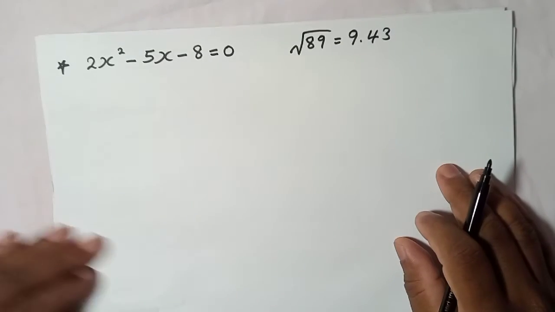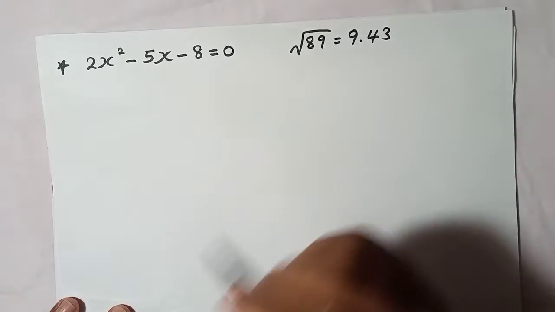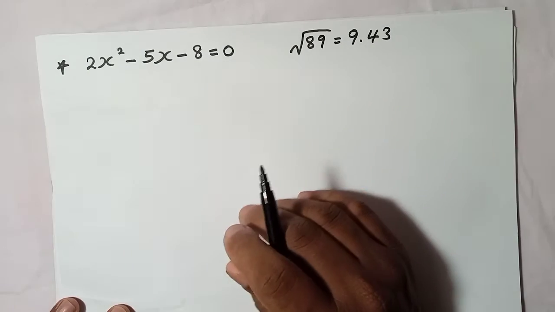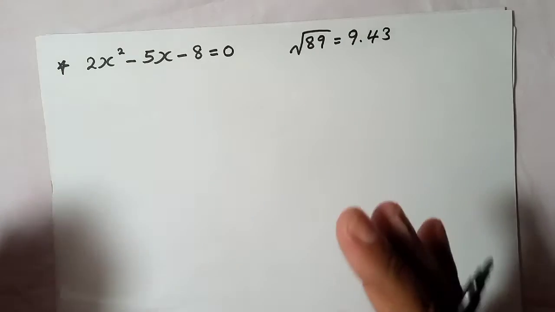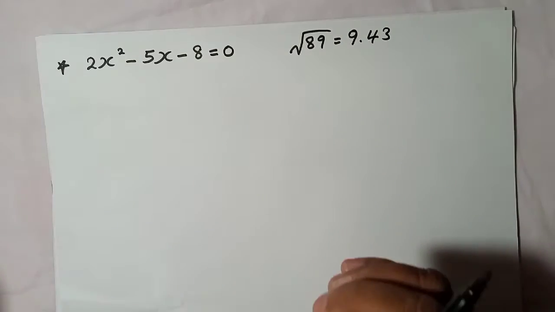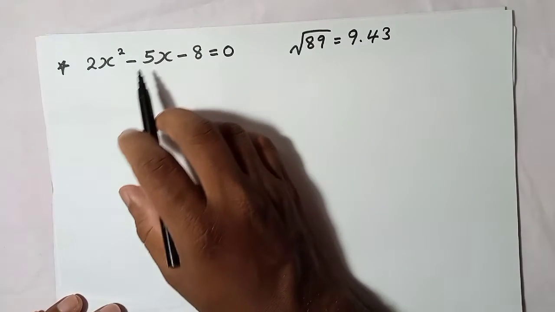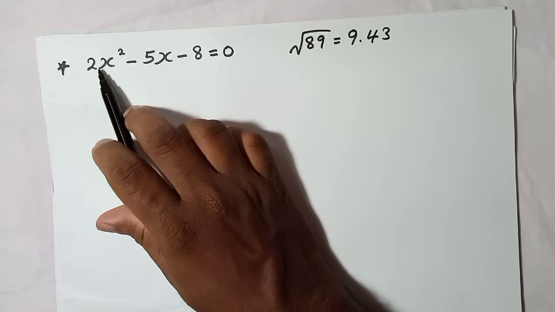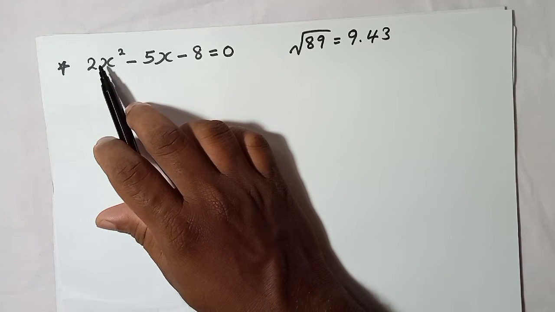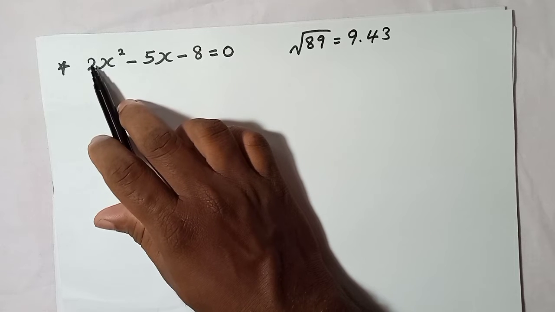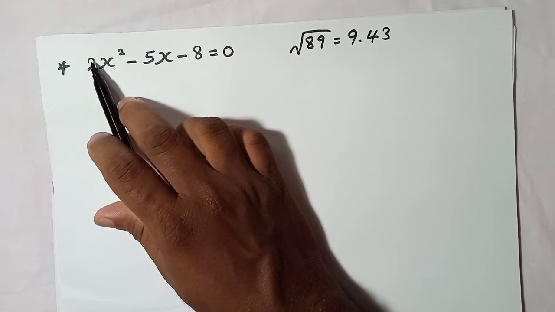Okay, now let's check how to do this type of question using completing the square, right? Actually, when you get this type of question, it is good to use the quadratic formula, not completing the square. Completing the square is a little bit difficult for this type of question, because to make it work the x square coefficient should be 1, but here x square has a coefficient of 2.